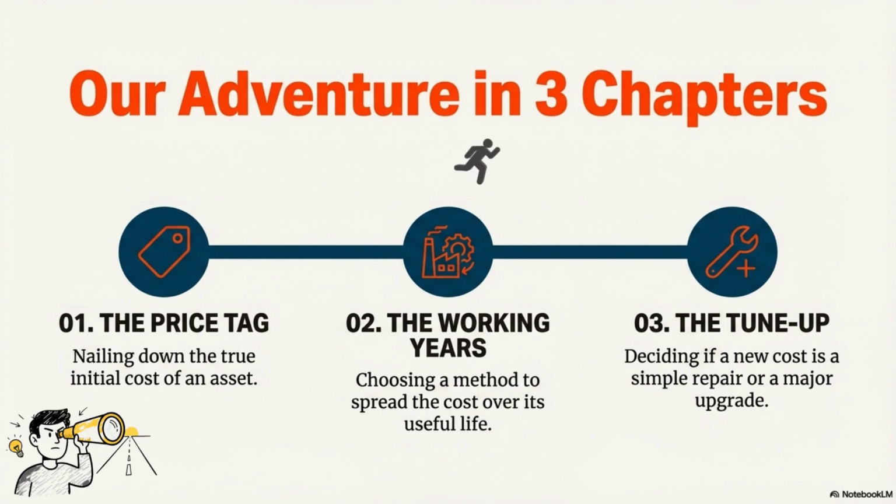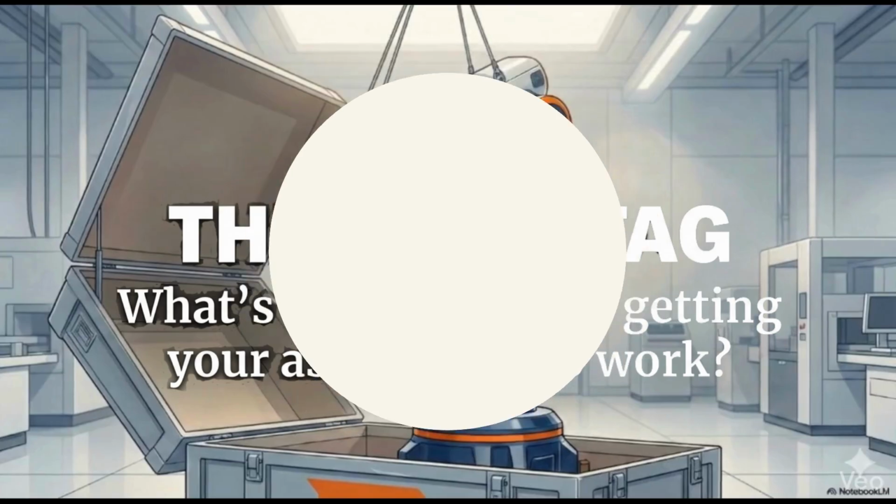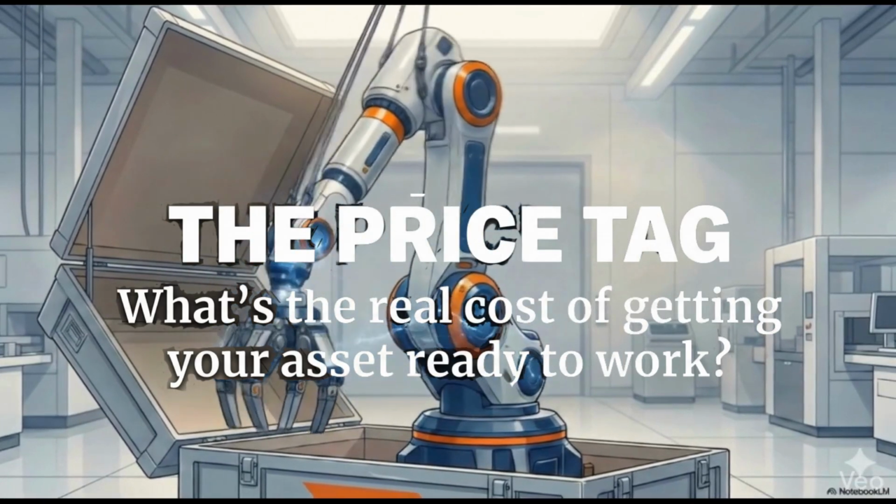First, we're going to tackle the price tag. So figuring out the initial true auditable cost. Step 1. Then we move into the working years. This is all about the critical allocation of that cost over time, using depreciation as a strategic lever. And finally, we'll look at the tune-up. This is where we have to figure out if spending more money on the asset is just simple maintenance or a game-changing capital investment. Great. So let's unpack that starting point, the price tag.